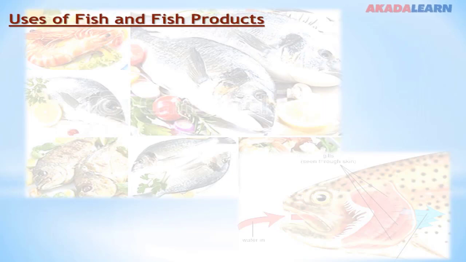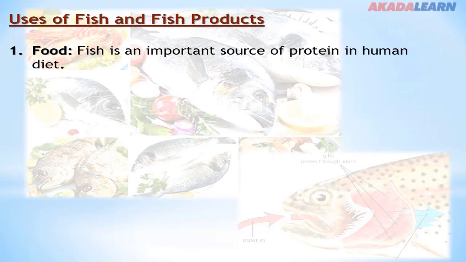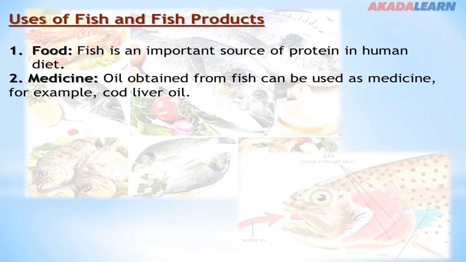Okay, next we shall be looking at risk factors in water and fish farming. Okay, uses of fish and fish products. Fish can be used as food. Fish is an important source of protein in human diets. It can also be used for medicine. Oil obtained from fish can be used as medicine, for example, the cod liver oil.